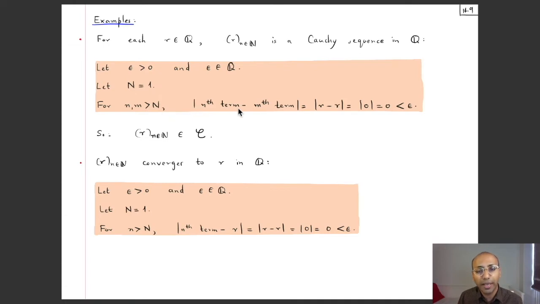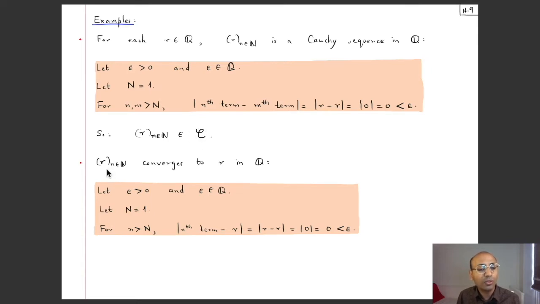So let us suppose that you have a rational epsilon positive, and let's take this capital N equal to 1. Then for every little n and m which is bigger than this capital N, you have that the distance between the nth term and the mth term is, well, each of these terms is equal to R. So this is just the mod of R minus R. R minus R is 0, so it's mod 0, which is equal to 0, and that's of course less than epsilon because epsilon was positive. So it follows that this is a Cauchy sequence in Q. In other words, it belongs to this set, calligraphic C.